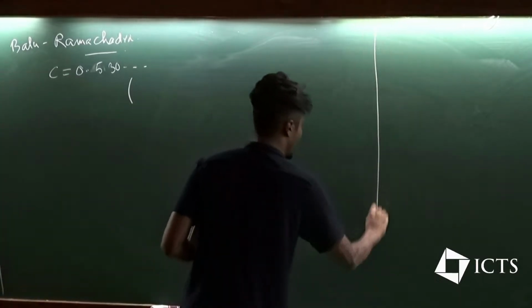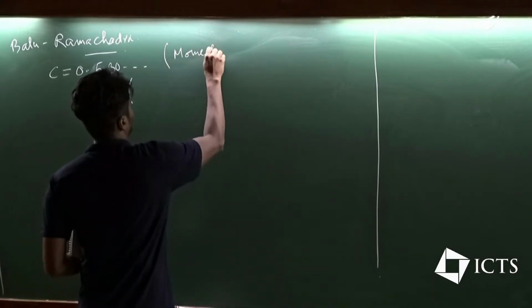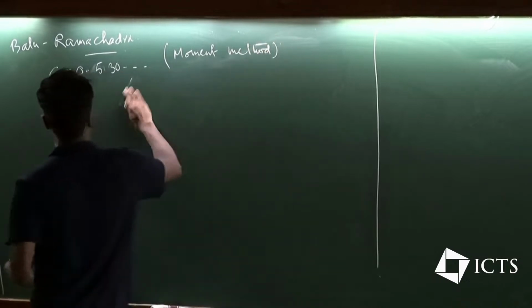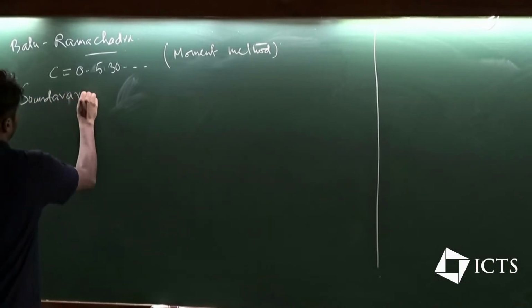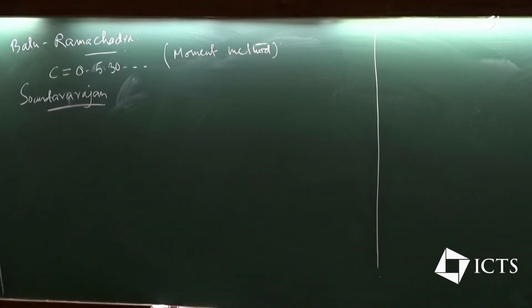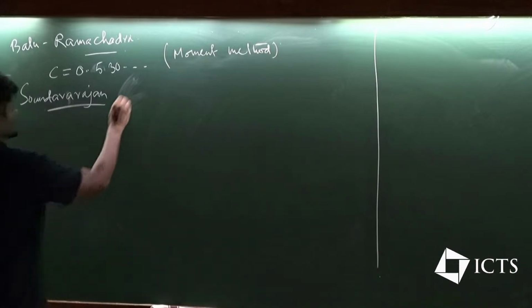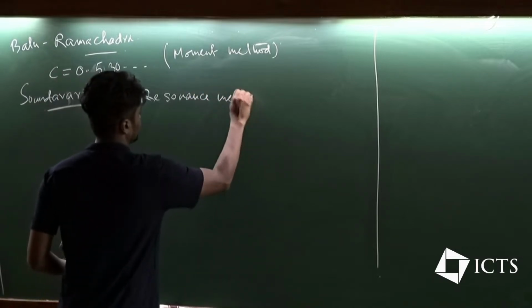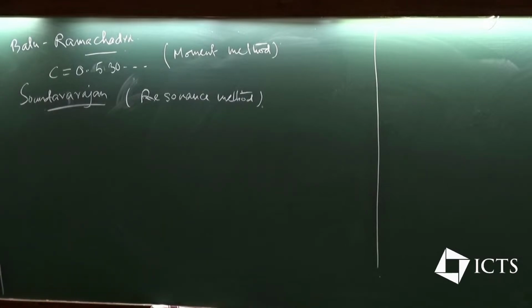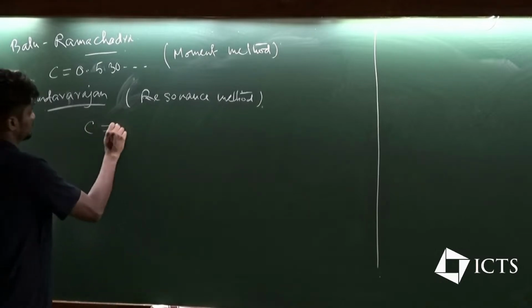So you are basically computing higher moments of your zeta function. Then Soundararajan comes up with some new idea, the so-called resonance method, and he was also able to get the same kind of bound. I mean, in terms of the order of magnitude, it is square root of log t divided by square root of double log t, but he has constant c equal to 1.